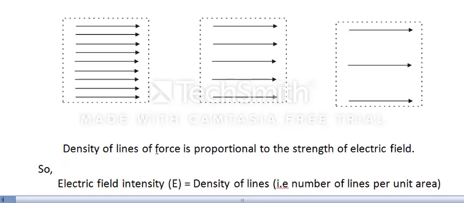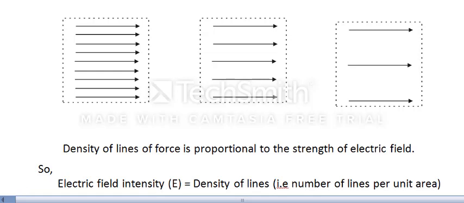So density of lines is proportional to the strength of field. Now we will take the proportionality constant as 1, and this conclusion we can draw, that electric field intensity is simply equal to the density of lines, the number of lines per unit area.